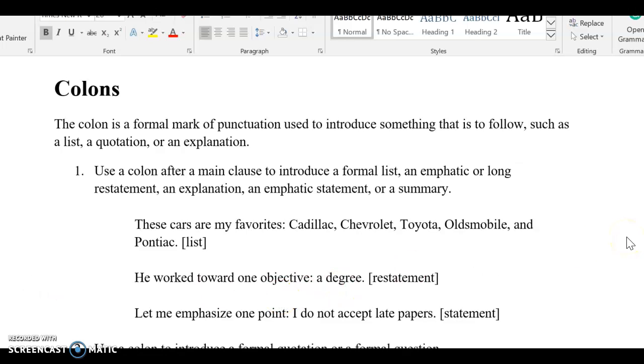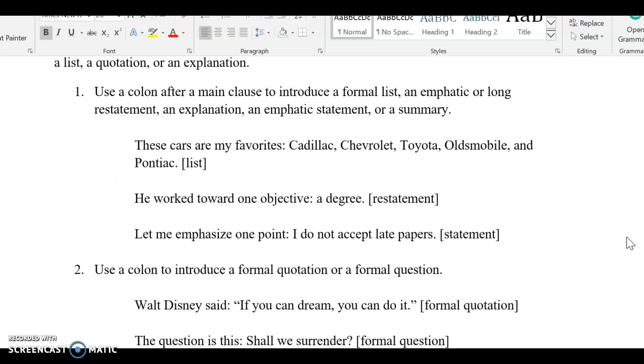The first use is a colon after a main clause to introduce a formal list, an emphatic or long restatement, an explanation or an emphatic statement, or a summary. And here are some examples. These cars are my favorites: Cadillac, Chevrolet, Toyota, Oldsmobile, and Pontiac. You have the colon, and then you list the cars. And this would be considered an example of a list.